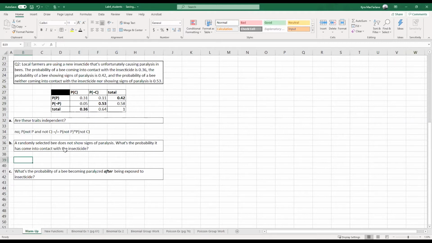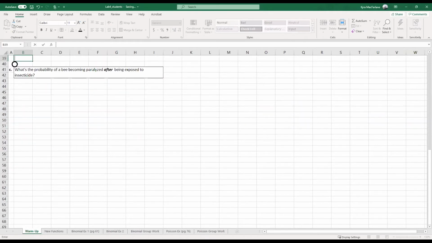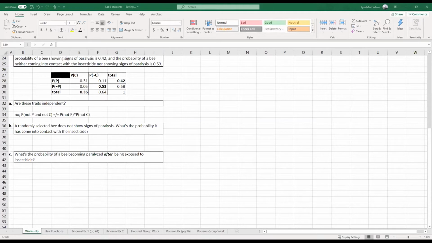So a randomly selected bee does not show signs of paralysis. What is the probability it has come into contact with the insecticide? This is again worded as a conditional probability problem. So the probability that it has come into contact given that it does not have paralysis is equal to the probability of C and not P divided by the probability of not P, which is equal to C and not P divided by the total probability of not being paralyzed.